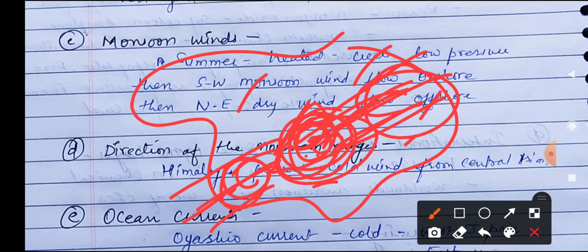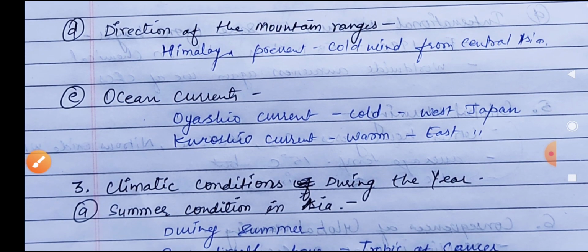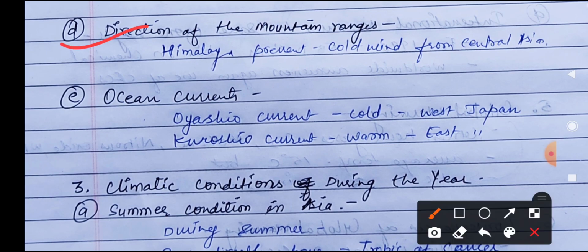So that's why these conditions are experienced. Even in India we are getting rainfall because of these monsoon winds, and it is because of this heating and cooling effect. Okay, next one, it is the direction of the mountain ranges. Direction of the mountain ranges, now understand.